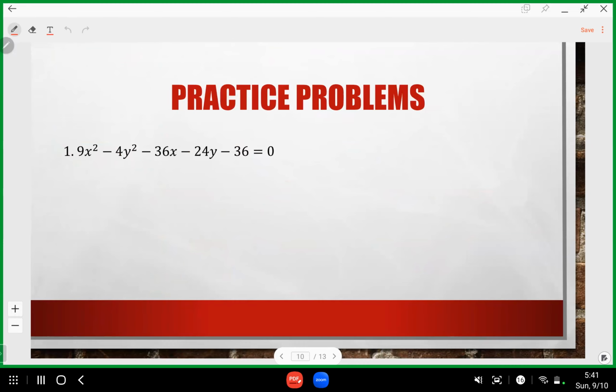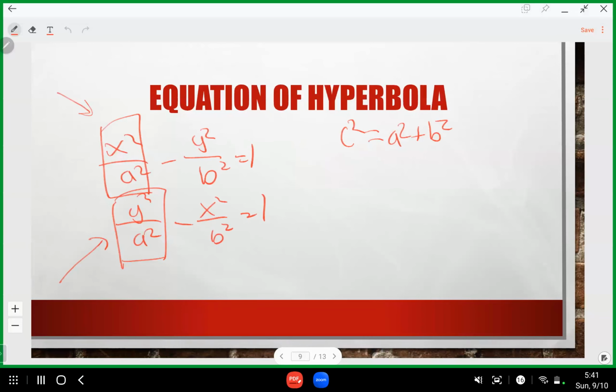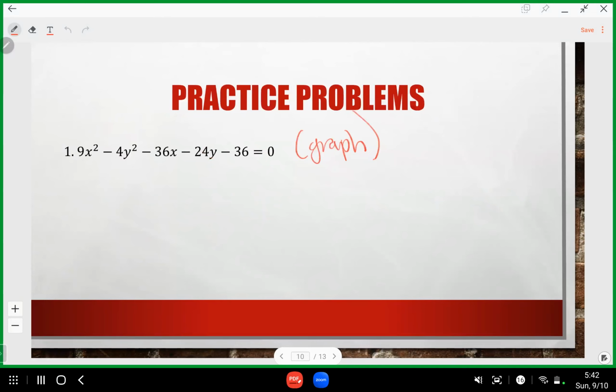So let's go over some practice problems. What you're going to do is graph this. I know we just learned this, but let's see if you can try a little bit of this. So first, of course, you need to make sure this is in the equation form. Of course, I forgot to add that you can have x minus h squared over a squared minus y minus k squared over b squared is equal to 1. This changes the center, that's all. So make sure that this is in the correct form, and then you can graph.